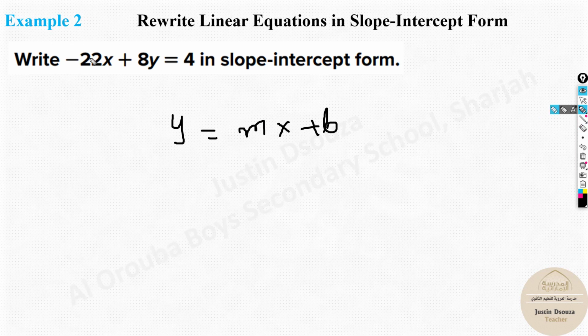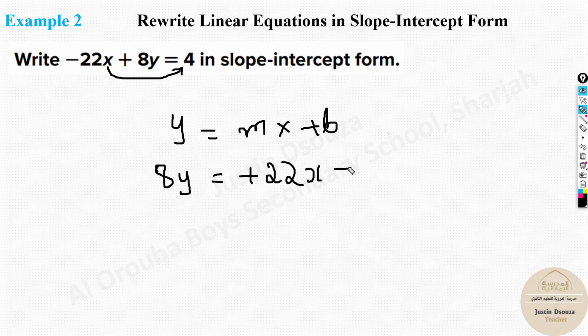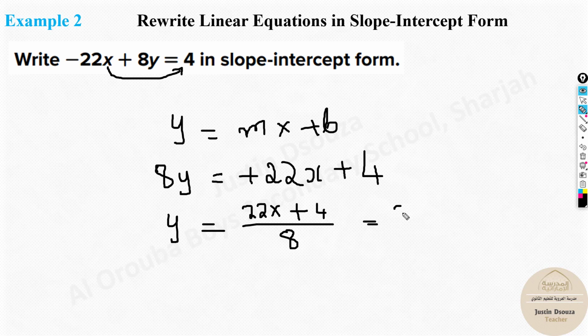So what do we do? Here we can take this to the other side first. So what happens is it'll be 8y equals, this becomes plus on the other side, 22x plus 4, because this is plus 4 here. Now it's not over. Divide all the terms by 8. If you divide all the terms by 8, what happens? Or take 8 to the other side, it'll be y equals 22x plus 4 by 8. Now remember, the distributive property states whenever you're dividing entirely, you can split this. It'll be 22 by 8x plus 4 by 8.